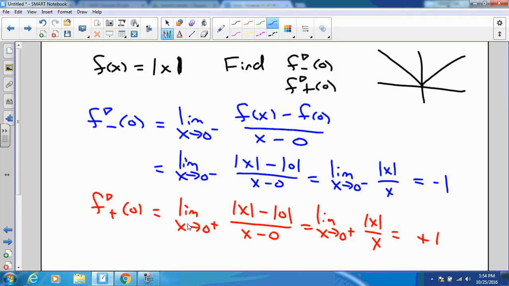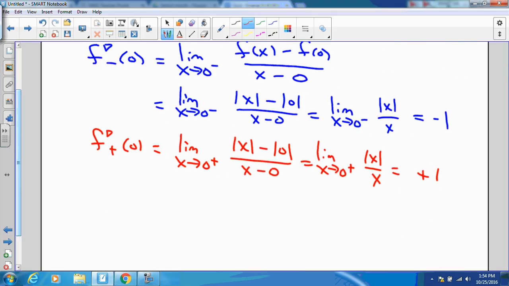Now, what does this mean about my graph? This means that when I look at the graph, as I come in towards 0 from the left, what I get is that the curve is going in this direction with a slope of -1. And as I come in towards 0 from the right, what I get is that the curve is going in this direction with a slope of +1. And since these two sided derivatives give me different values, I can conclude, therefore, that f prime of 0 does not exist because the sided derivatives are different.